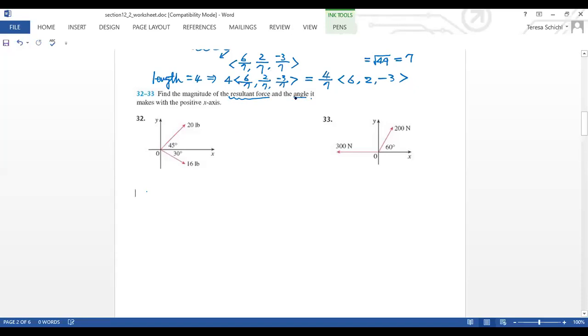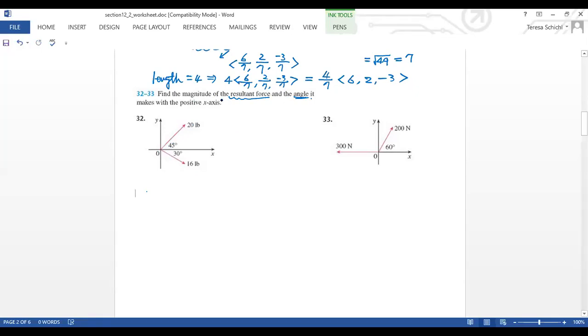So I want to find the angle and the resultant force. This is one of the forces, this is another of the forces, right? The force applied in this direction is 20 pounds at 45 degrees. From basic physics, we know you can separate a force into horizontal and vertical components, right?